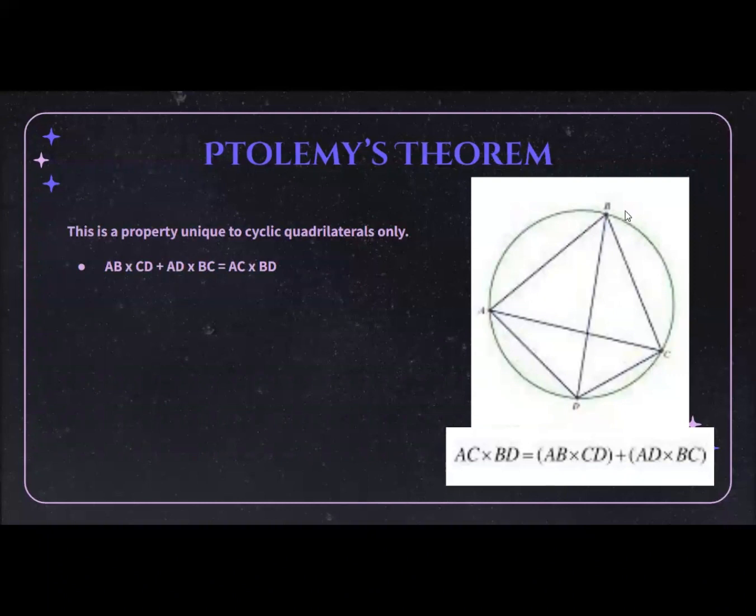So if you have AB, the 2 sides opposite each other, AB and CD, they're opposite sides on this circle. If you multiply them, AB times CD, plus AD times BC, so the other 2 opposite sides, the first 2 opposite sides times each other, plus the other 2 opposite sides times each other, equals AC, which is the diagonal, times BD. So the products of the 2 pairs of opposite sides, added together, equal the diagonals multiplied by each other.